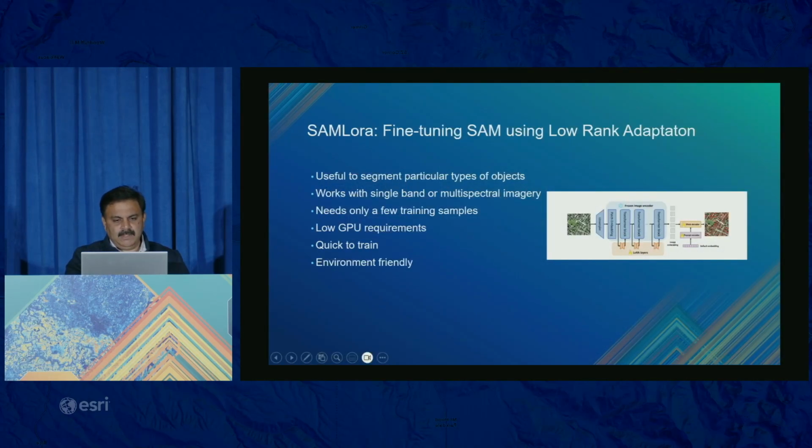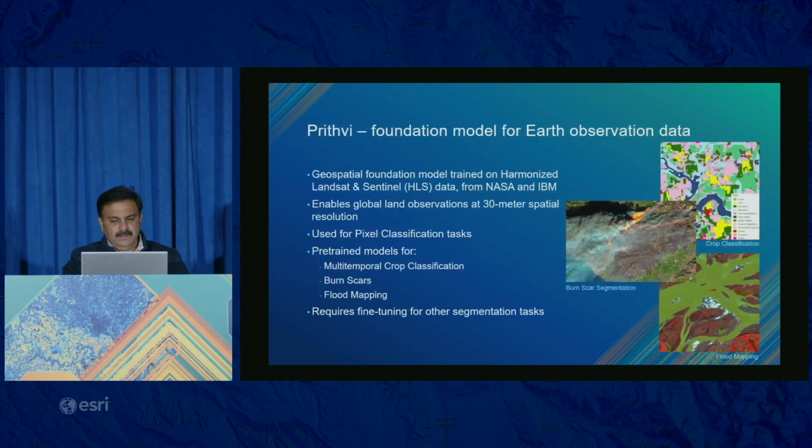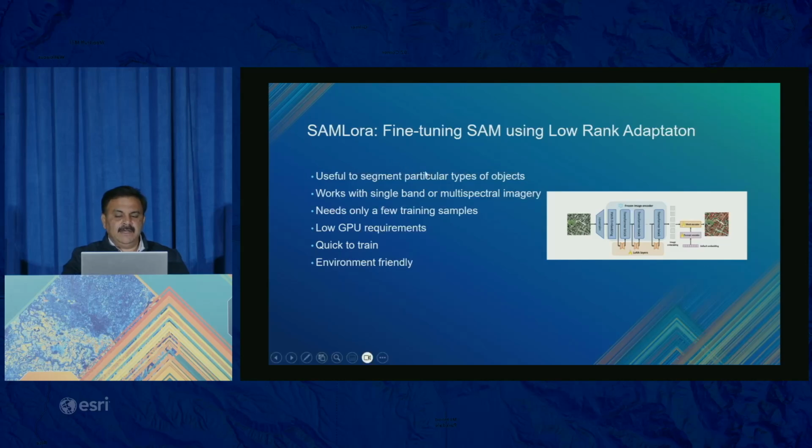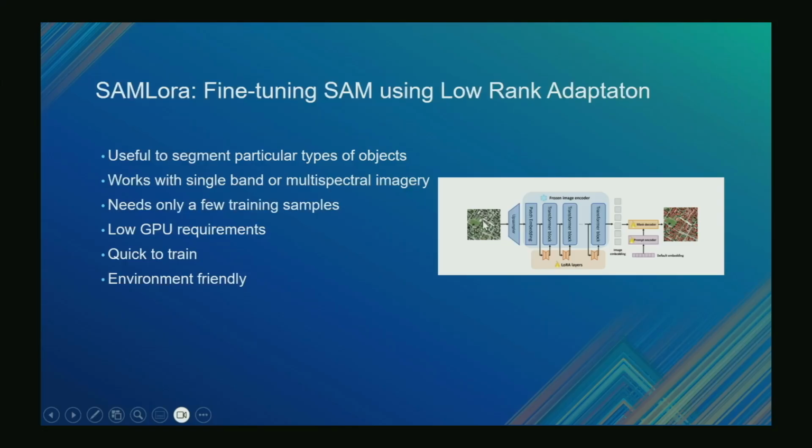So we just spoke about the SAM LoRA approach. Because it's quick to train and low GPU requirements are there, it is environmentally friendly. You don't burn so much carbon credits in training your model. And what's interesting is that we've done it in a way that it also works with multispectral imagery. Typically, it only works with RGB imagery. It's a general purpose model. But with this integration, you could have multispectral imagery and fine-tune SAM.